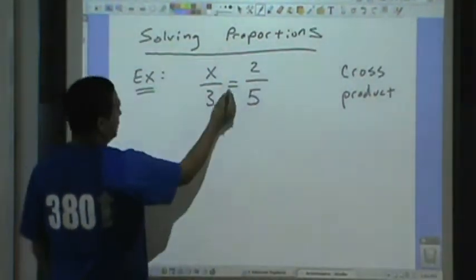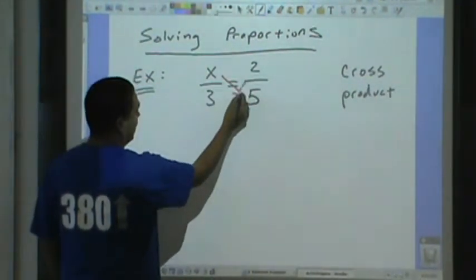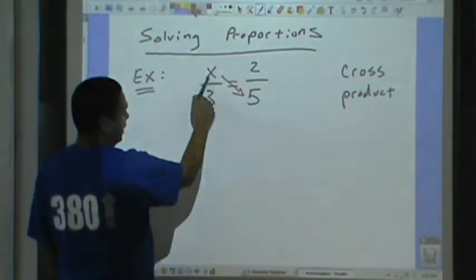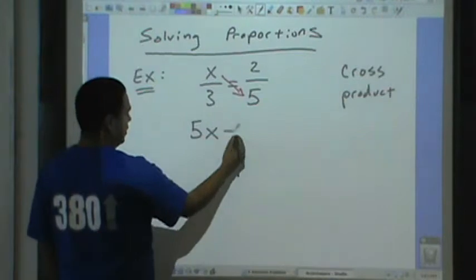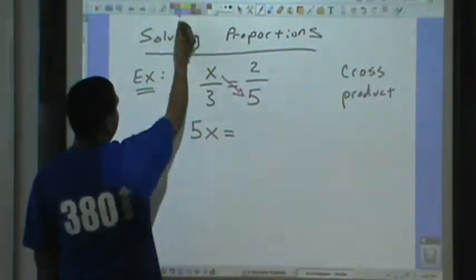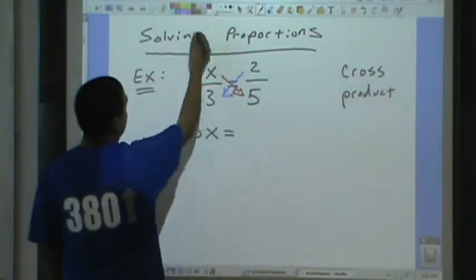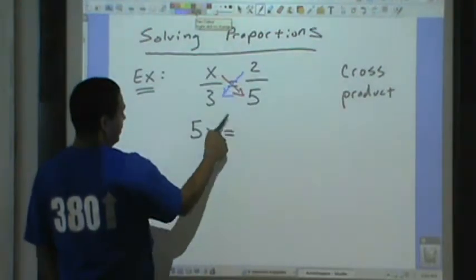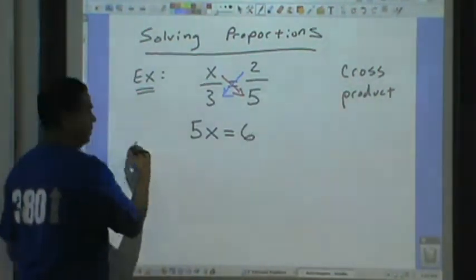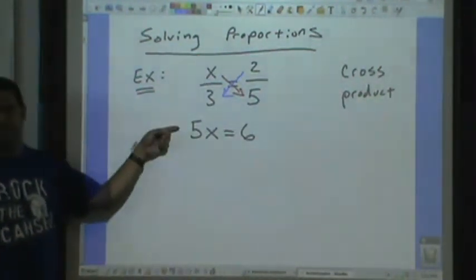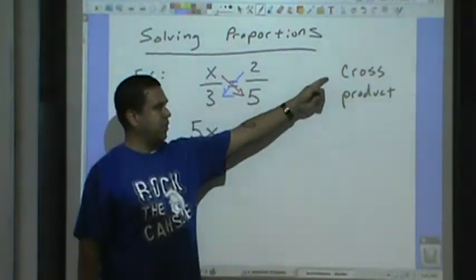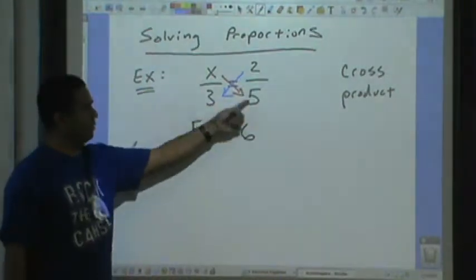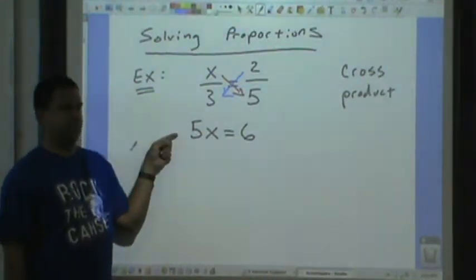So we multiply this way, right? And x times 5 is 5x. And then we multiply the other way, 2 times 3, 6. And see, no more fractions. So we're happy. That's a good thing. So we use the cross product. We multiply diagonally. And now it's just a one-step equation.